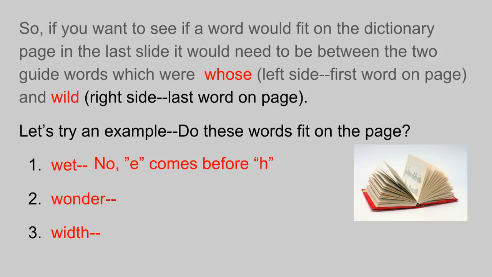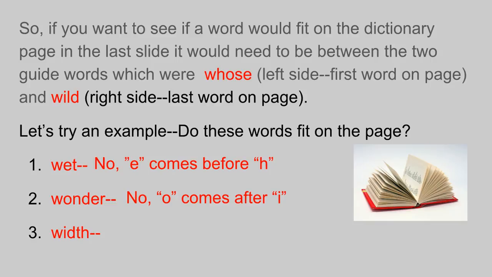Let's look at number 2, wonder. W-O, let's see, O fits after H in W-H for whose. Now, does it come before wild, though? W-O and W-I, I or O? Actually, I comes first, so the answer would be no. O comes after I, so that word would come on another page.